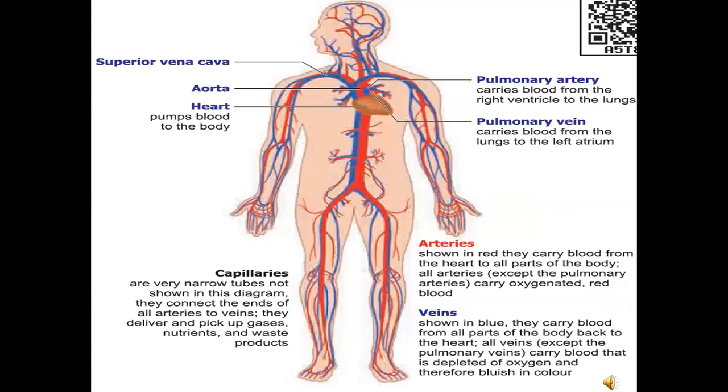Circulatory system. These parts are included in the circulatory system: superior vena cava, pulmonary artery, aorta, heart, pulmonary vein. Pulmonary artery carries blood from the right ventricle to the lungs. Pulmonary vein carries blood from the lungs to the left atrium. Heart pumps blood to the body.